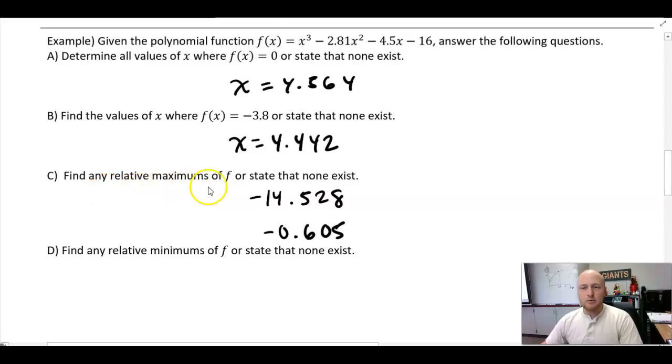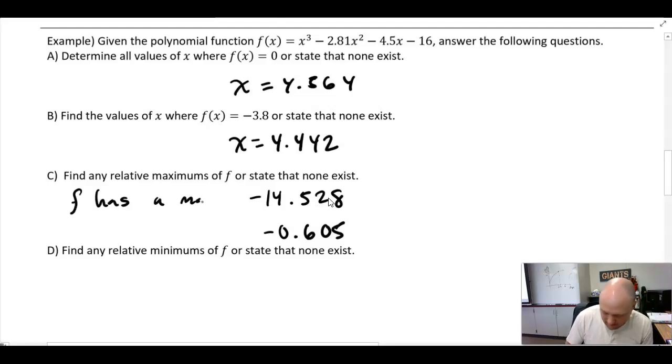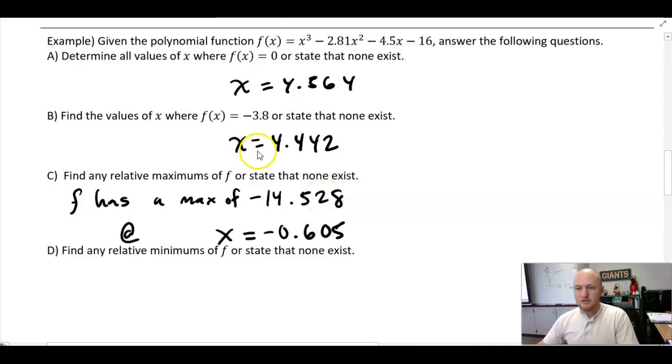It says find any relative maximums. When they ask this question, they're wanting the y value. So I would say f has a max of, and I put the y value, and then I also like to include a secondary sentence that says at x equals. So this is the relative maximum, negative 14.528, and that's where it occurs. Notice they're not asking for x values, so include the y value.